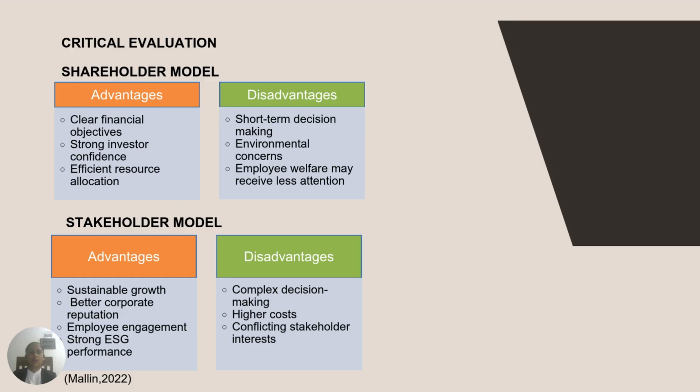Under the shareholder model, we can identify advantages like clear financial objectives, strong investor confidence, and efficient resource allocation. And as disadvantages, we can identify short-term decision making, environmental concerns, and employee welfare may receive less attention. When we consider the stakeholder model, we can identify advantages like sustainable growth, better corporate reputation, employee engagement, and also strong ESG performance. And as disadvantages, we can identify complex decision making, higher cost, and conflict in stakeholder interest.